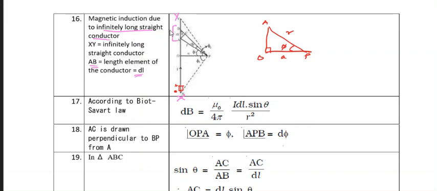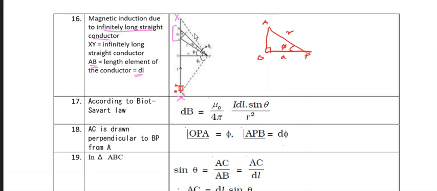Now the distance between the center of AB, that is dl, and the point P under observation, which is influenced by the magnetic field created by the current carrying conductor in this length element, is r. That is, the distance between the center of AB and P is r.